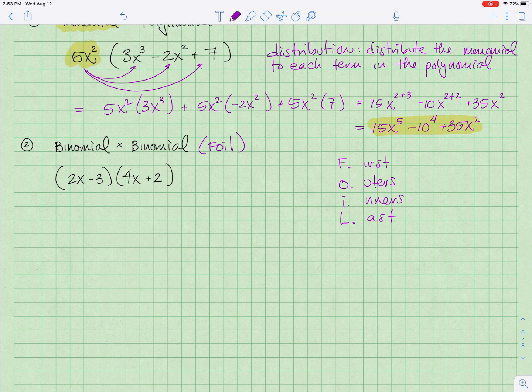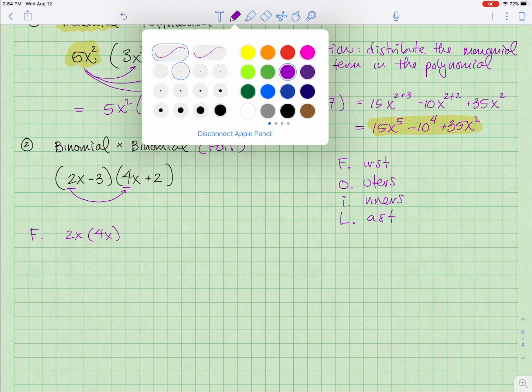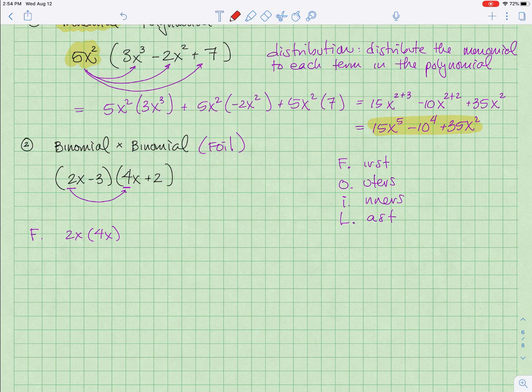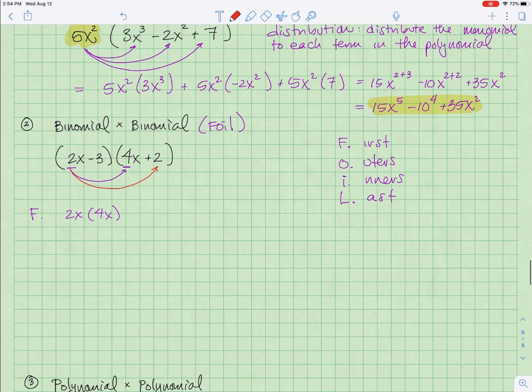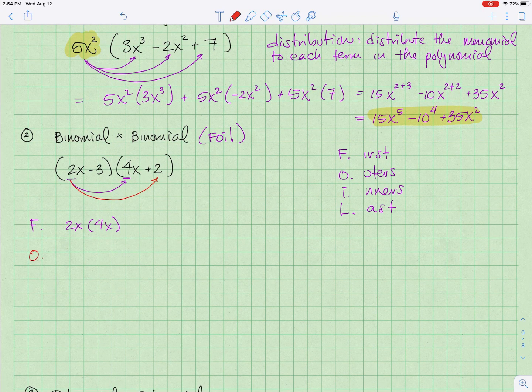On our polynomial, these are the first terms in our binomials. Binomial, again, meaning 2 here. So we're going to do the first times the first. Here the first times the first is 2x times 4x. The next one we're going to do is what are called the outers. Those are the two that are farthest away from each other. Really, it's just distribution term by term like we had done above. The outers here are going to be 2x times 2.